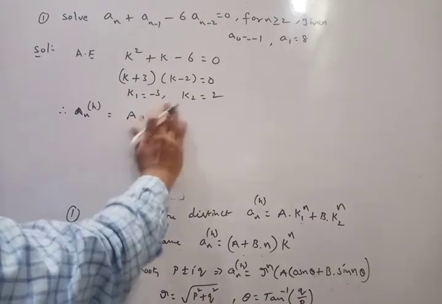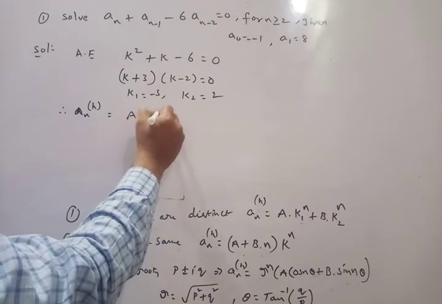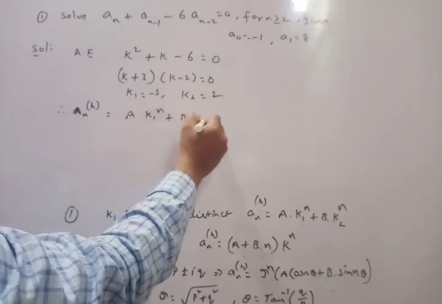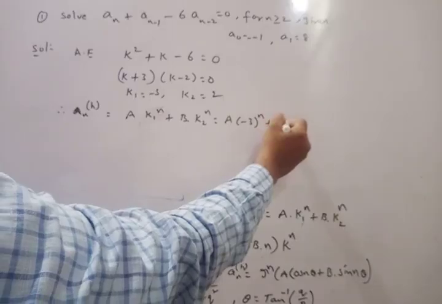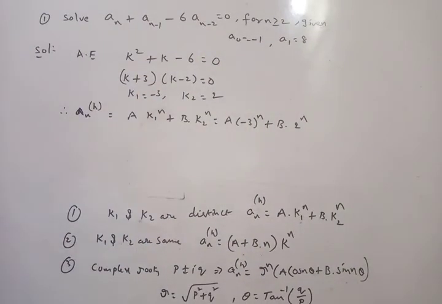Let us write the formula: k1 power n plus b into k2 power n. So a into k1 is what? Minus 3 power n. b into k2 is what? 2 power n. Correct? So it's a solution, right? Now the auxiliary equation, you can say the complementary solution.